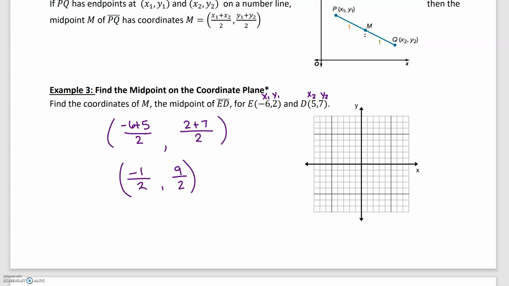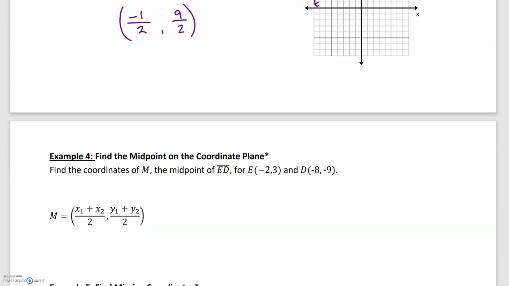But we'll look at the next example and see how that looks in the coordinate plane. So if you were to graph this, -6, 2 here for E, and then 5, 7 there for D, and then we have our midpoint kind of right in there, so right in the center of that little box.